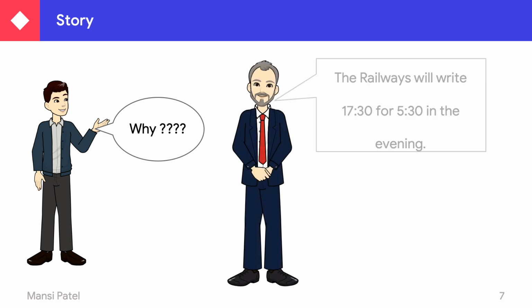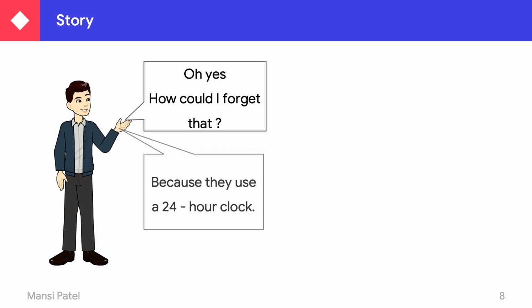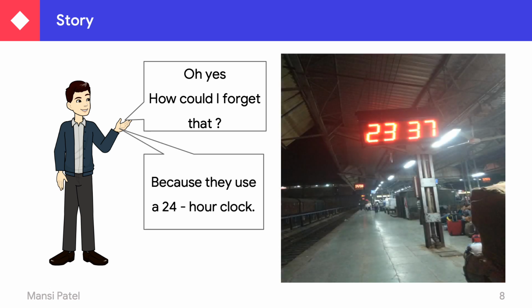So the station master says that the railway will write 17:30 for 5:30 in the evening. Now you know that when we write these things using the 24 hours clock, we have to write 5:30 in the evening like 17:30. So his father says, "Oh yes, how could I forget that?" Actually, his father forgot that the railways follow the 24-hour clock.